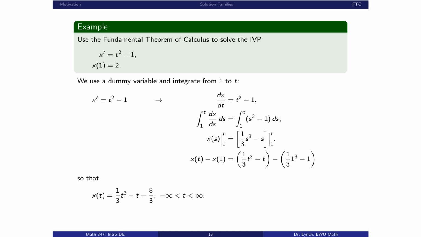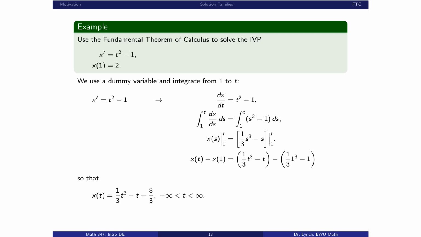Okay, so again, we'll introduce a dummy variable s, expressing the differential equation in Leibniz notation. dx dt equals t squared minus 1, and we'll integrate dx ds from 1 to t with respect to s, and similarly integrate s squared minus 1 from 1 to t with respect to s. So on the left-hand side, of course, the integral of a derivative is just the function evaluated between 1 and t. And we know how to find an antiderivative of s squared minus 1 and evaluate at the limits. And you get the expression shown here, 1/3 t cubed minus t minus the quantity 1/3 1 cubed minus 1.